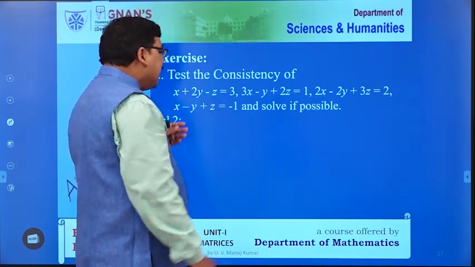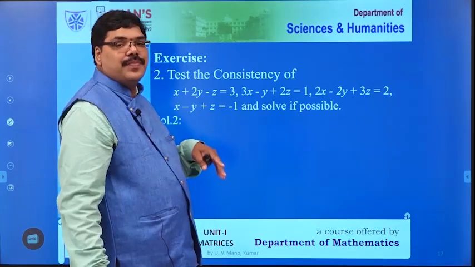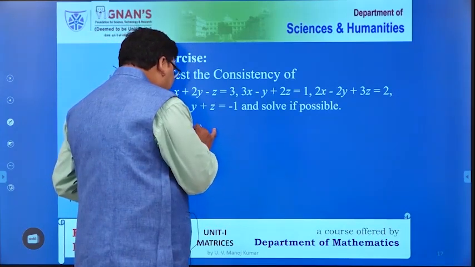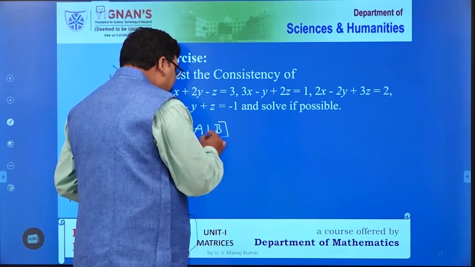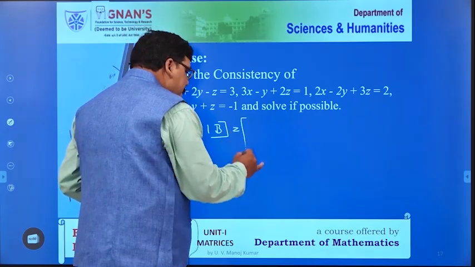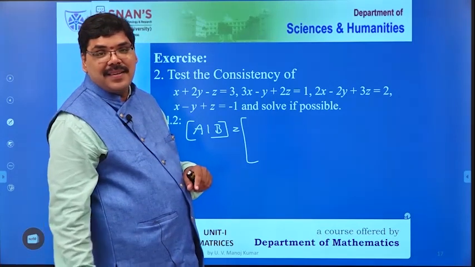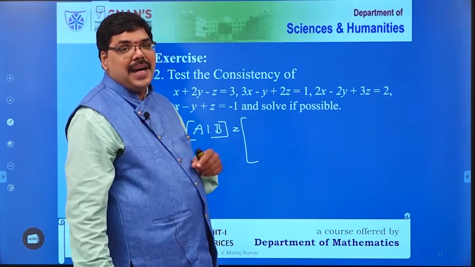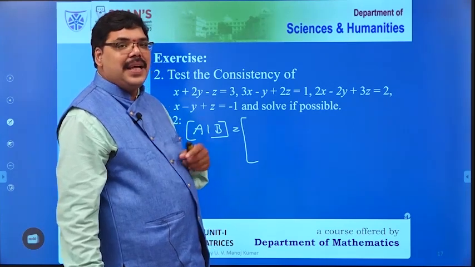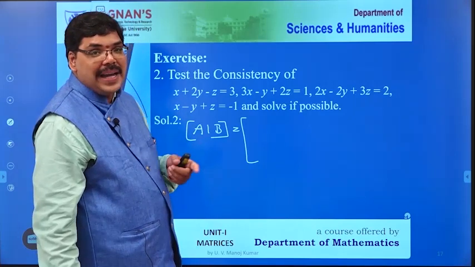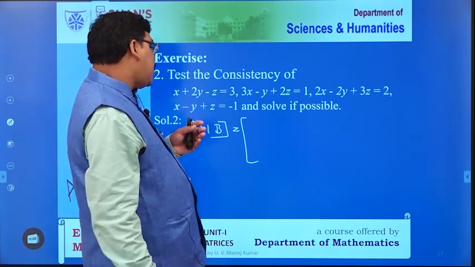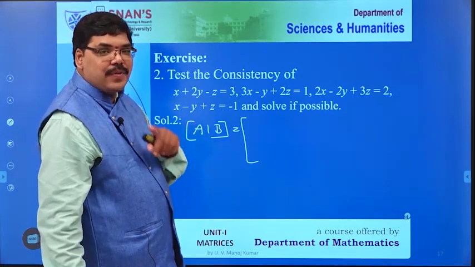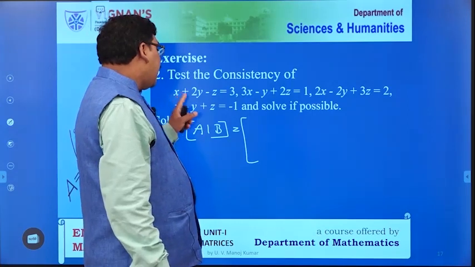Okay. So by looking at the equations, write directly AB. Can you write directly? What is AB? How many equations are there? There are 4 equations. How many unknowns are there? There are 3 unknowns. What are they? X, Y, Z. Write the coefficients of x, y, z from the first equation. 1, 2, minus 1.